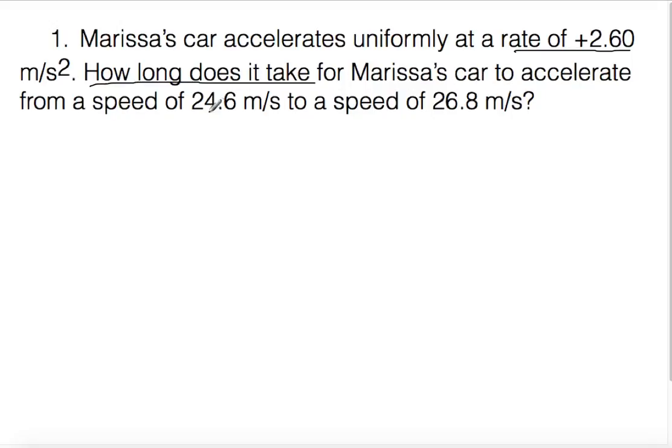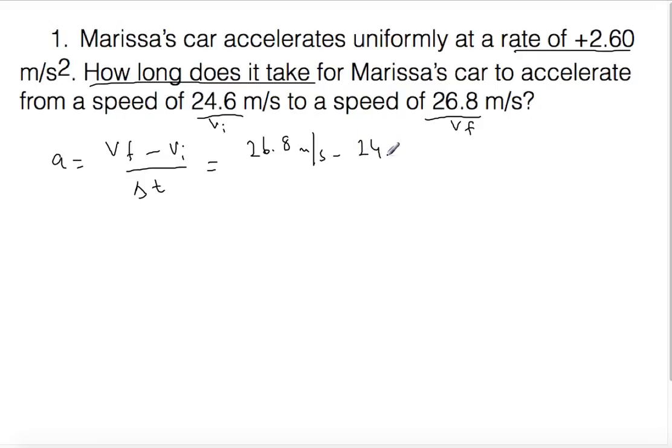Marisa's car accelerates from 24.6 meters per second to 26.8 meters per second. This is the initial velocity, this is the final velocity. So our formula is clear. Acceleration equals final velocity minus initial velocity over the time taken. Final velocity is 26.8 meters per second minus 24.6 meters per second over delta t. We are asked for delta t. Acceleration is given, which is 2.6 meters per second squared.